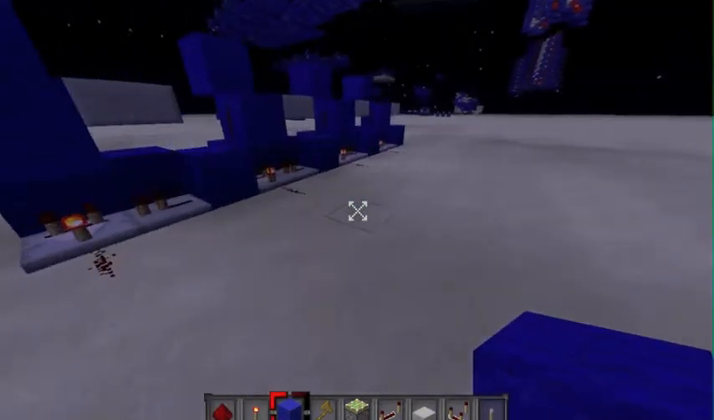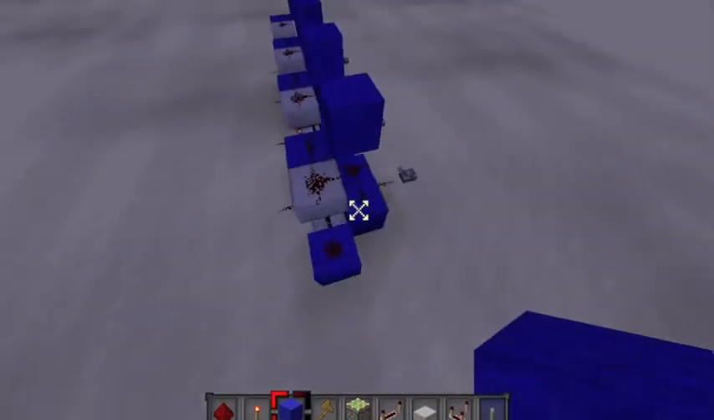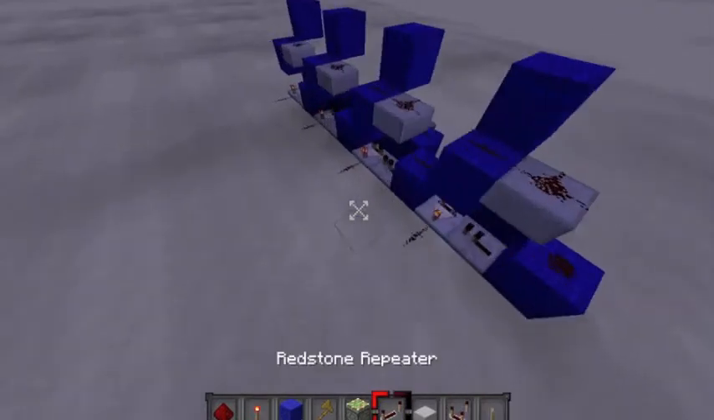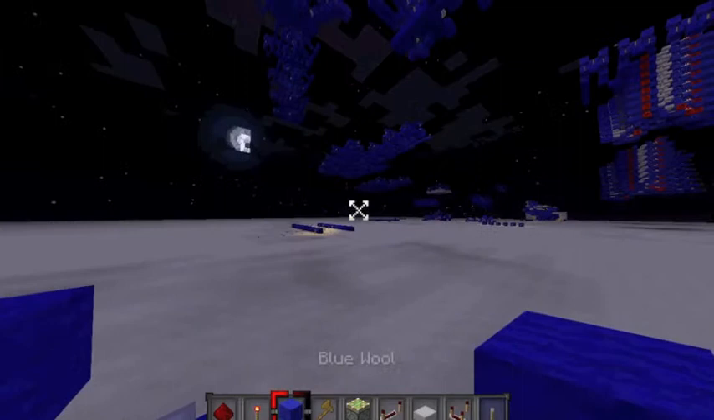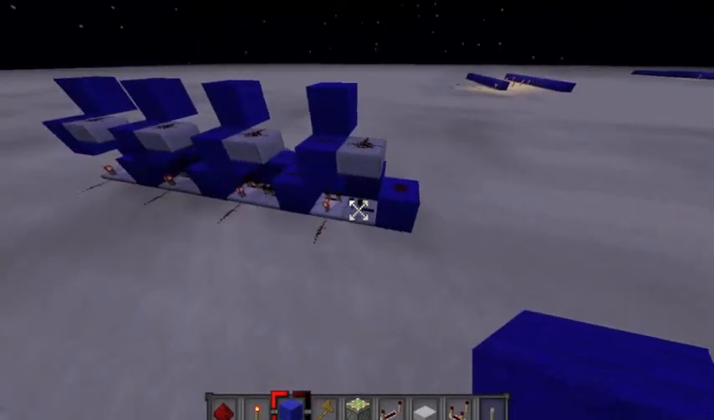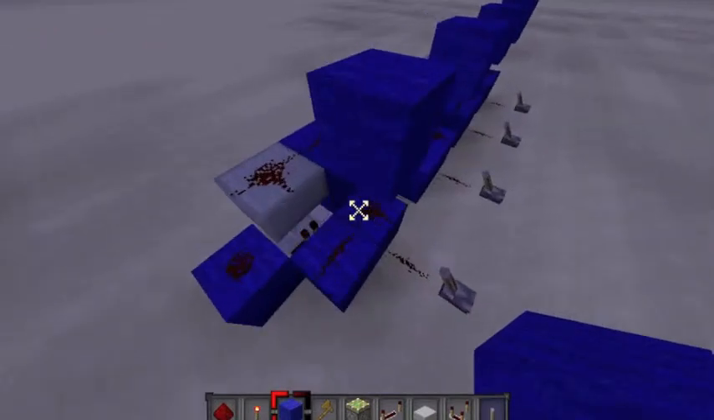So let's take a look at how exactly this works. In all honesty, this really is not the world's most complex circuit. It's really useful, but it's honestly not very complex. There are other ways of doing this, but this is probably the most preferred method.